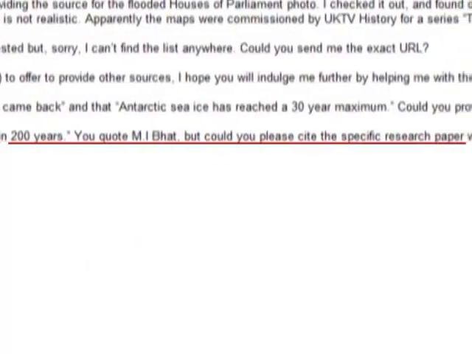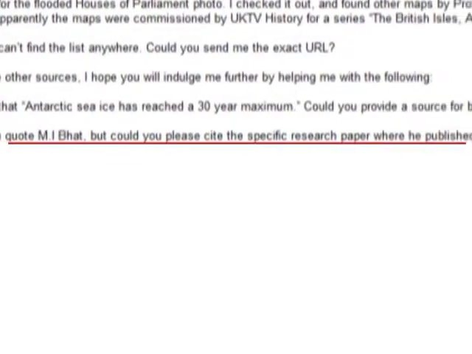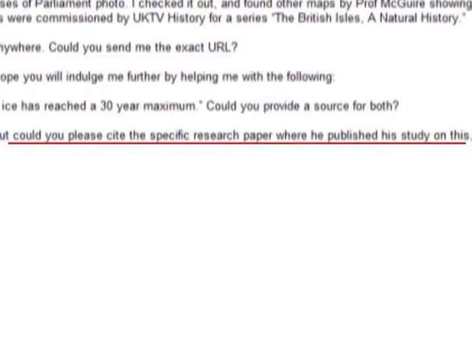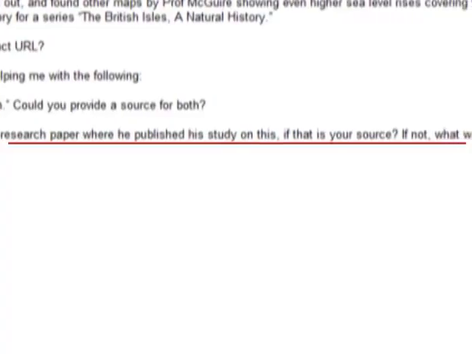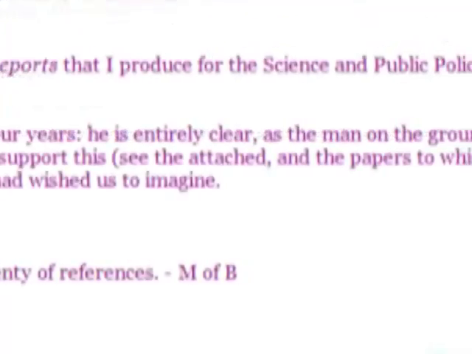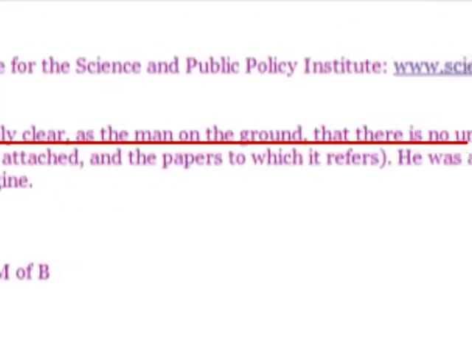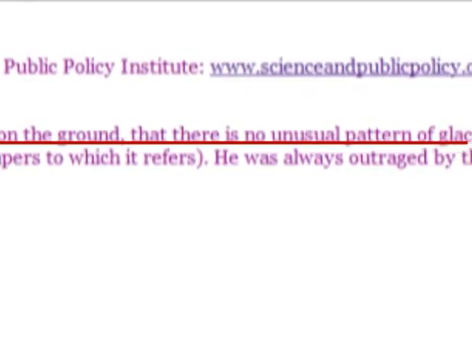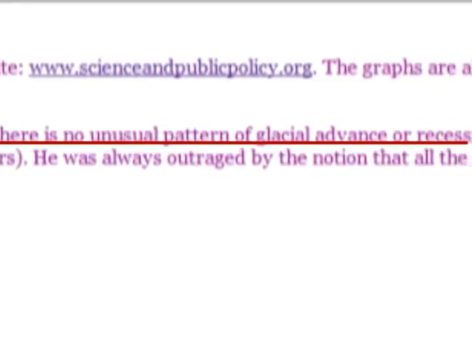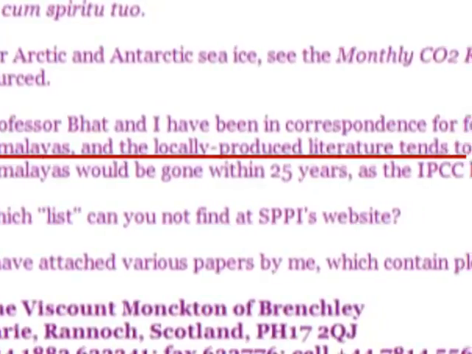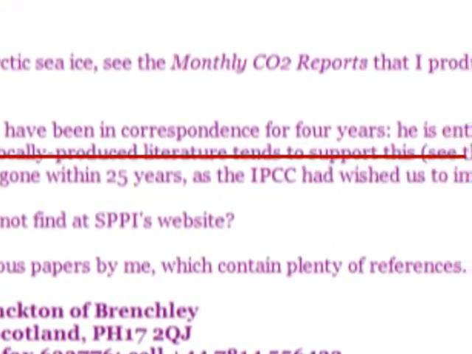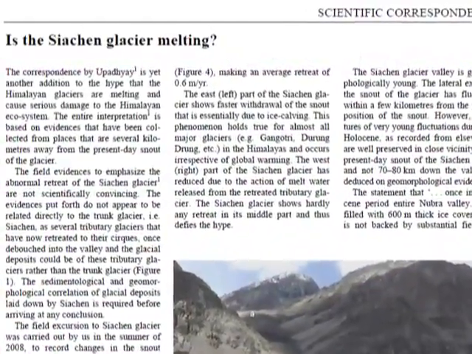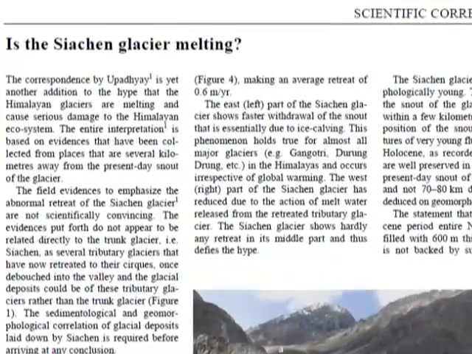You quote M.I. Bhatt, but could you please cite the specific research paper where he published his study on this, if that is your source? If not, what was your source? I received this reply. Professor Bhatt is entirely clear as the man on the ground that there is no unusual pattern of glacial advance or recession in the Himalayas, and the locally produced literature tends to support this. Monckton attached a paper which didn't support his contention that Himalayan glaciers had been stable for 200 years.